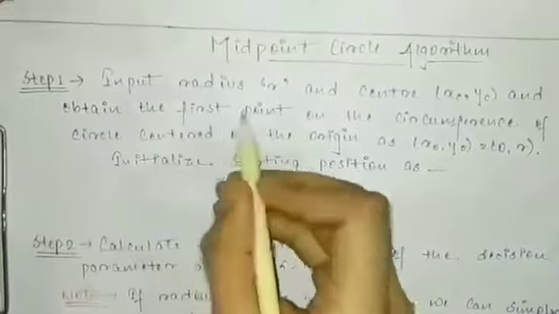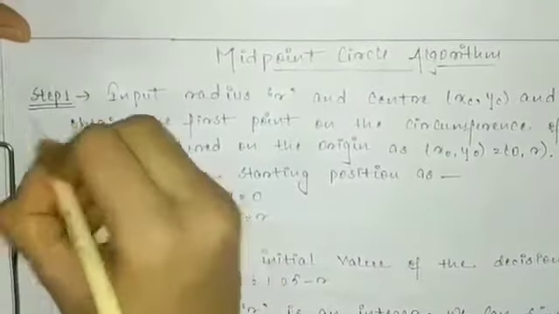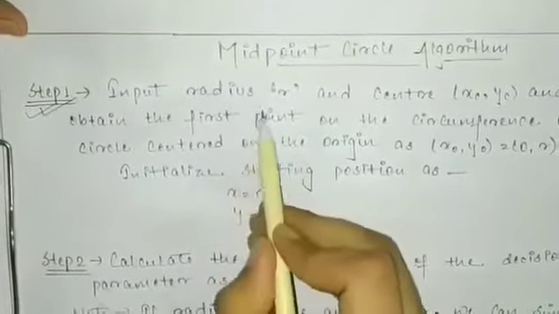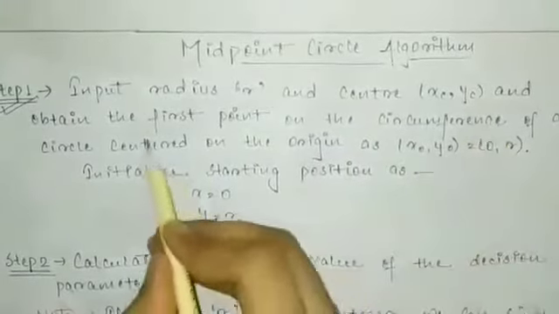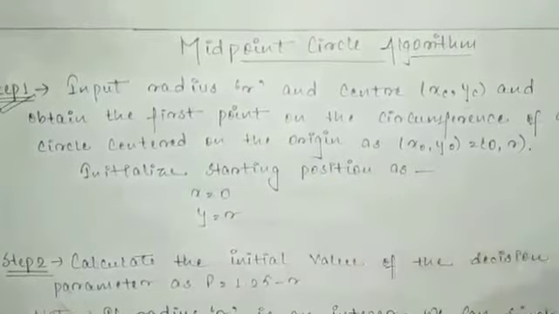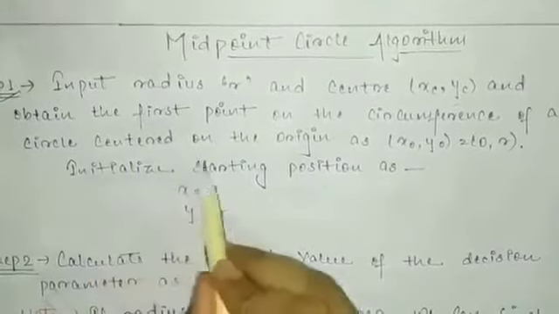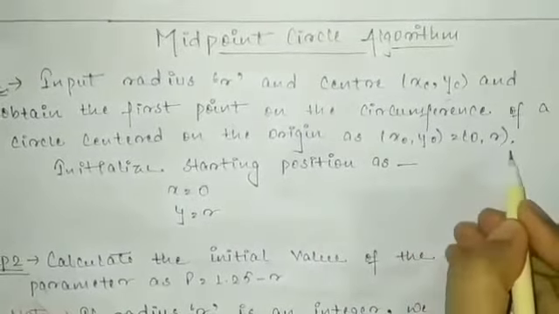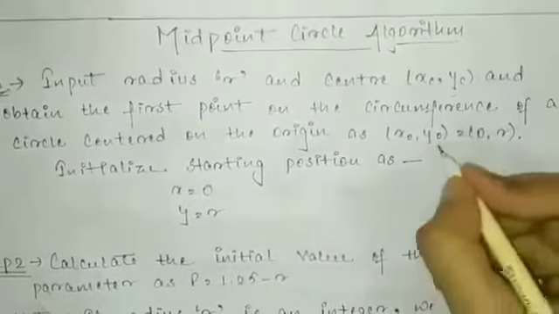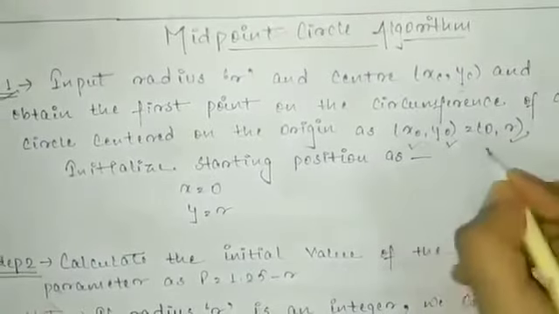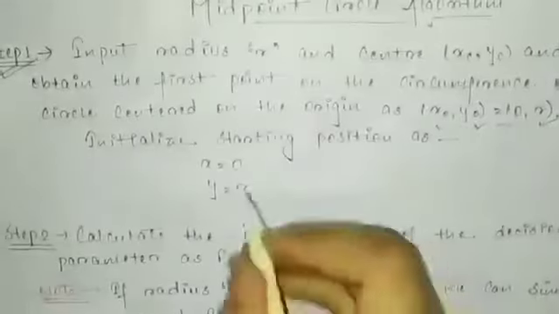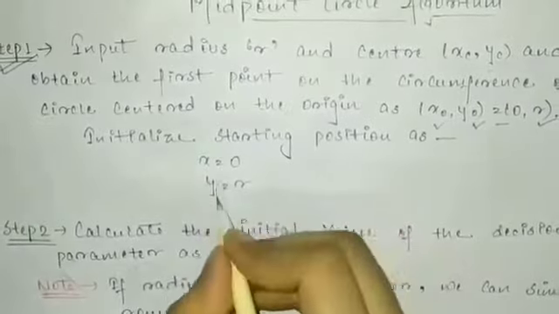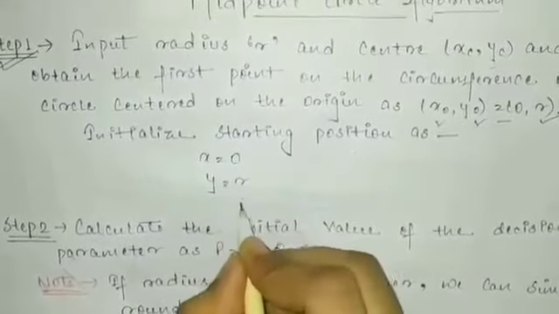So this is the algorithm. Step 1. In step 1, input radius r and center xc yc and obtain the first point on the circumference of a circle centered on the origin as x0 y0 is equals to 0, r. Here y is equals to radius and x0 is equals to 0. तो इनिशियल पॉइंट जो होगा हम लोगों का वो x is equals to 0 और y is equals to r है.